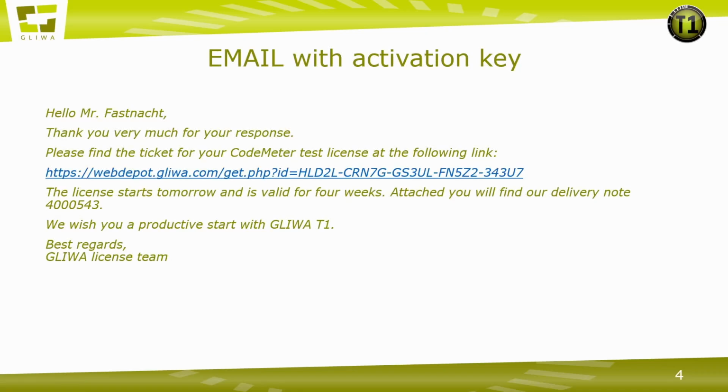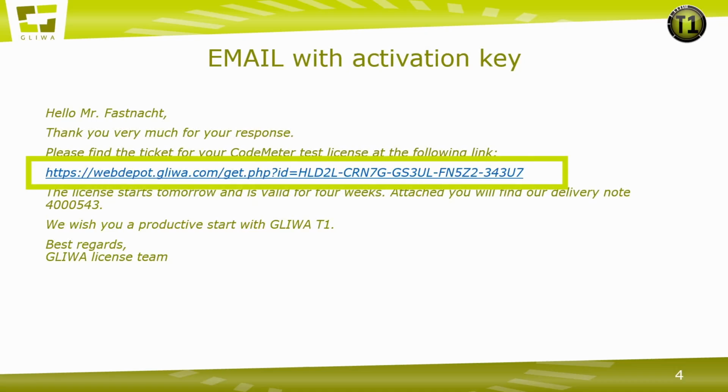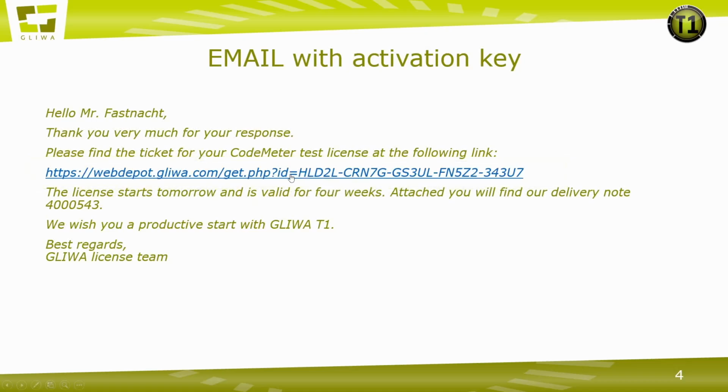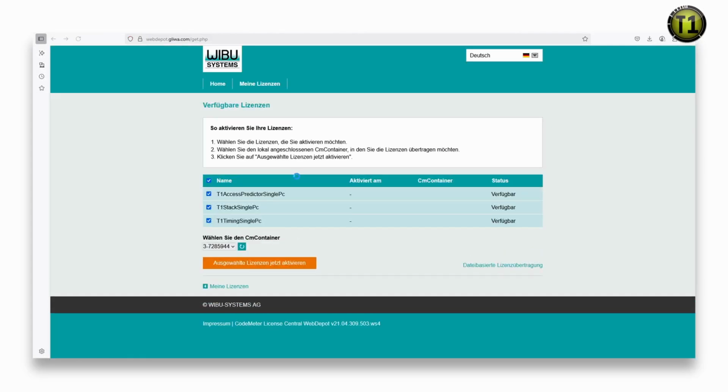You should receive an email from the Gliwa team with similar content to the slide. Important is the link with the ticket for the license activation. The link points to the CodeMeter Gliwa Web Depot. You have to choose the CM container on which the license should be installed. Push the activation button and wait for the result. This will take some time.